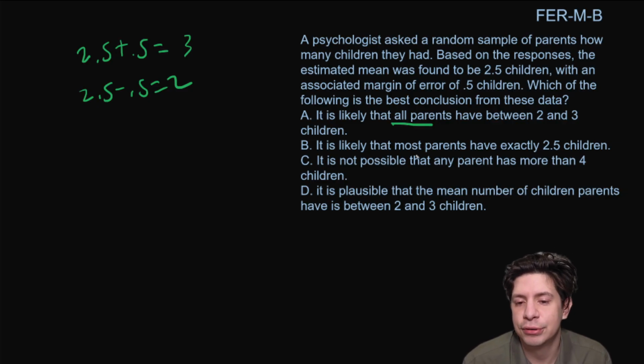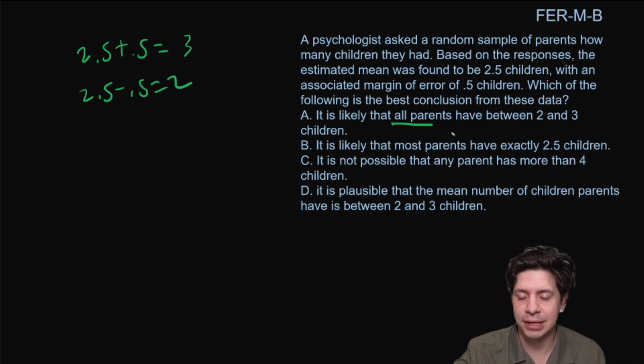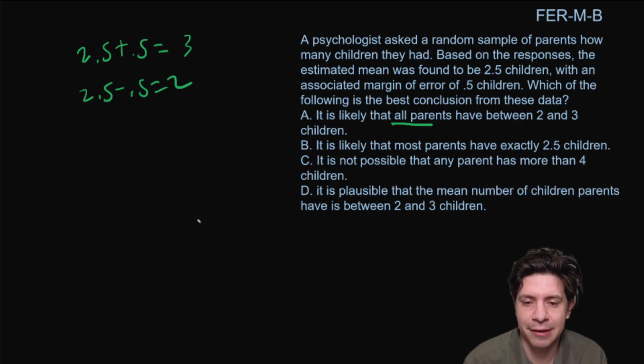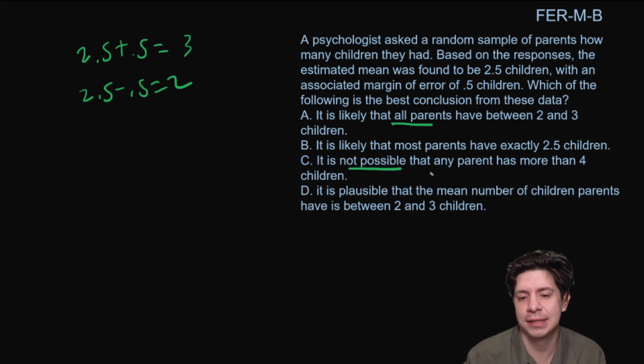B: it is likely that most parents have exactly 2.5 children. That wouldn't work in any situation, but here I wanted to do it this way to point out the ridiculousness of it. No parents would have 2.5 children, right? That's a half child. You can't really have half a kid. C: it is not possible that any parent has more than 4 children. Again, not possible is too strong a statement. And then D, it is plausible that the mean number of children parents have is between 2 and 3 children.